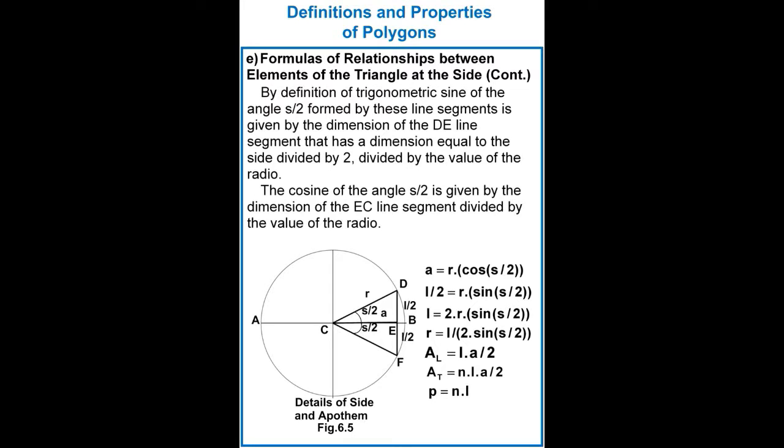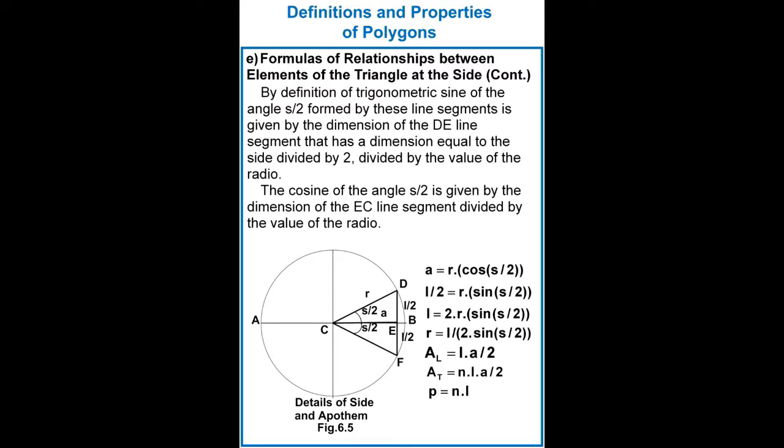This slide presents the concept of sine and cosine for the angle S divided by 2. The sine of the S divided by 2 angle, which is formed by the straight line segment CE and the radius R, has a value equal to the dimension of the straight line segment DE, which has a value equal to the dimension of the side divided by 2, and divided by the dimension value of the straight line segment CD, which is the radius of the circumference.